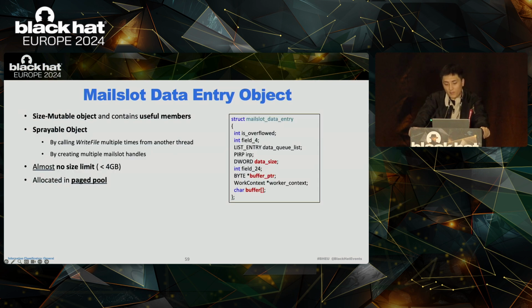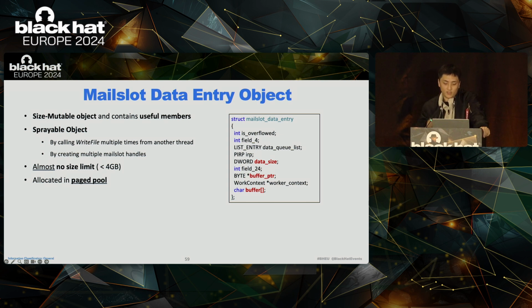Let's look at how the mail slot data entry object helps in exploitation. First, this object is size mutable. As you can see from the buffer member on the right, it stores the content of the received data, meaning that you can adjust the object size by varying the length of the data. This is crucial when performing heap sprays in Windows kernel. Additionally, this object contains useful members such as data size and buffer pointer, which we will discuss later.